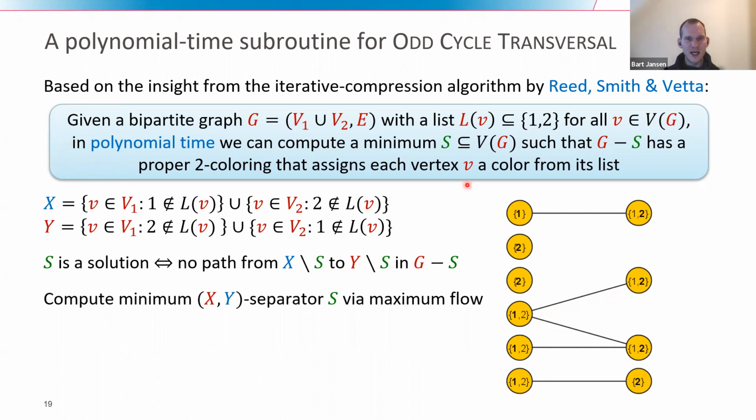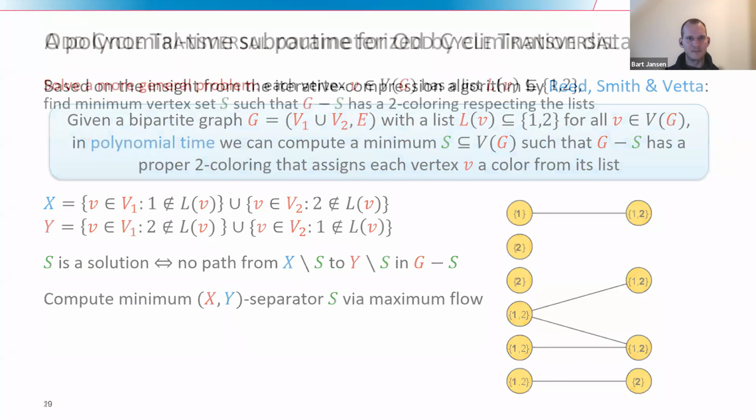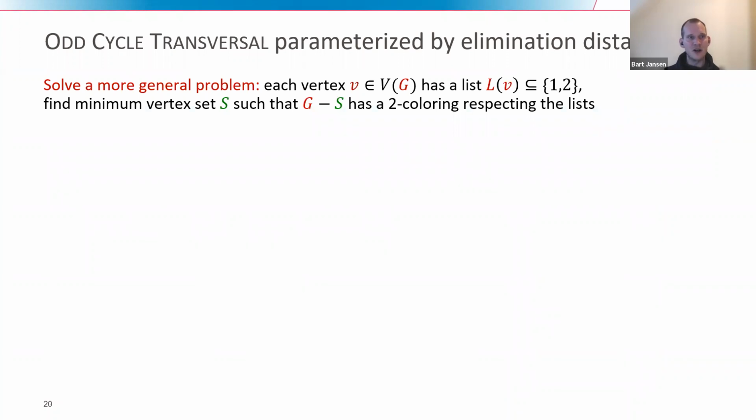So luckily, once we have this subroutine, the algorithm to solve odd cycle transversal is not all that difficult, and it fits on the following slide. So instead of solving the odd cycle transversal, we're going to solve something slightly more general. We're going to look at the version inspired by what we've just seen, based on list coloring, where we get a graph and a list of allowed colors for every vertex. The goal is to find a smallest vertex set whose removal makes sure that there appears a 2-coloring that respects the list. And if initially you give everyone the list of both 1 and 2, this exactly captures odd cycle transversal.